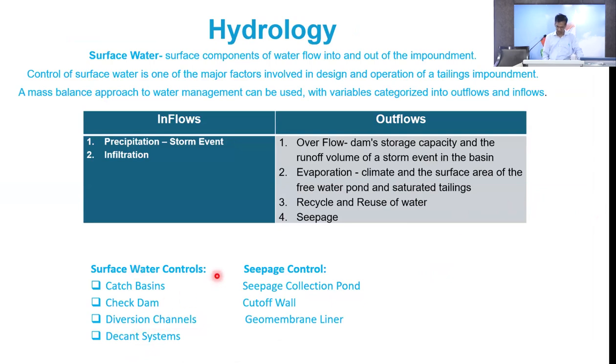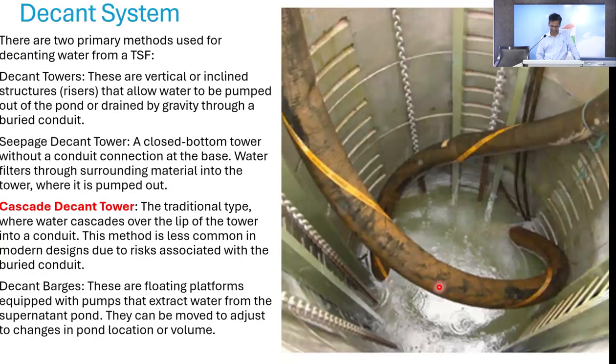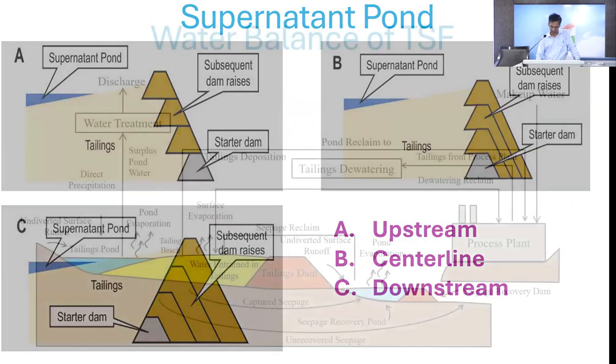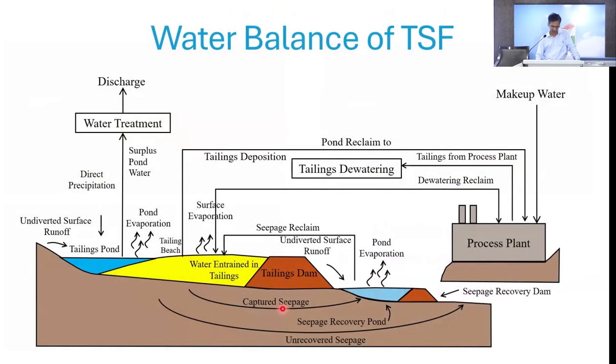And for the seepage control, if it is not hazardous, fine, but if it is hazardous, obviously I have to collect it through a seepage collection pond. In this seepage collection pond, if you see, we may again need a dam. You see here, this is a seepage collection pond. So I am capturing all my seepage through this and storing it here. So this is called a seepage collection pond.